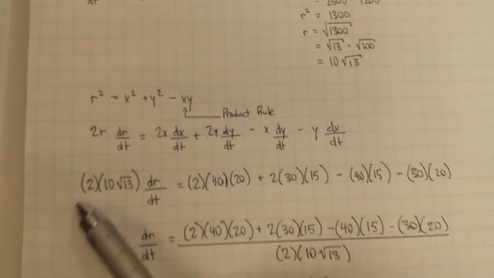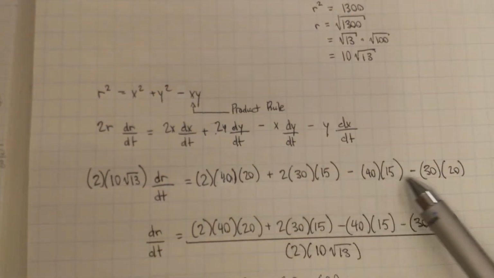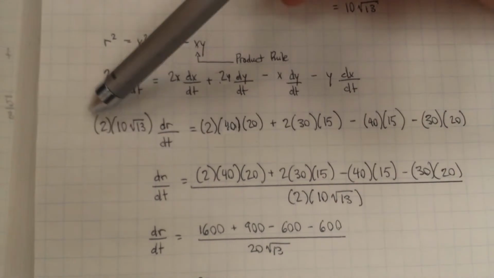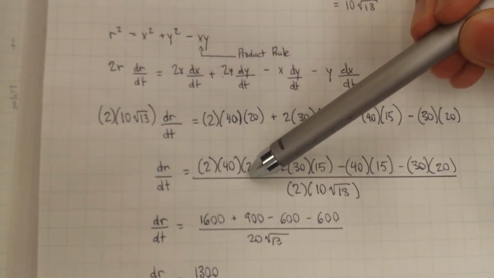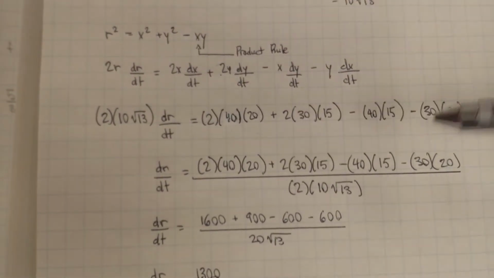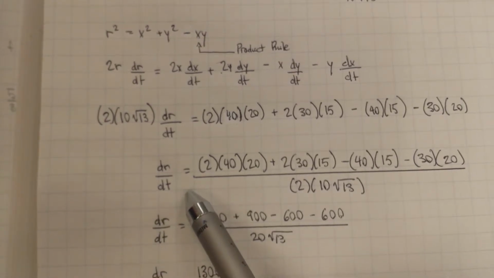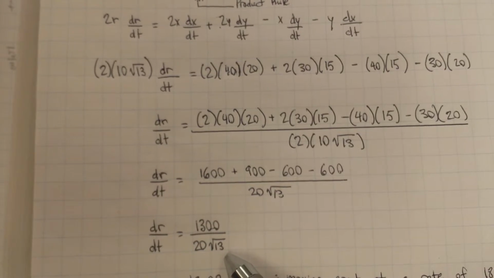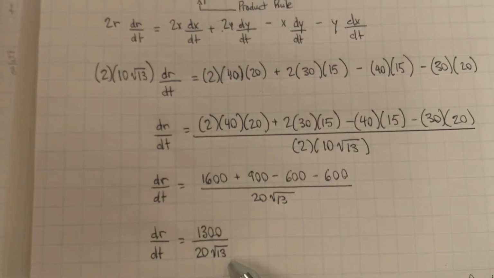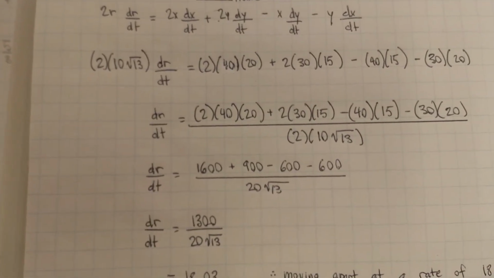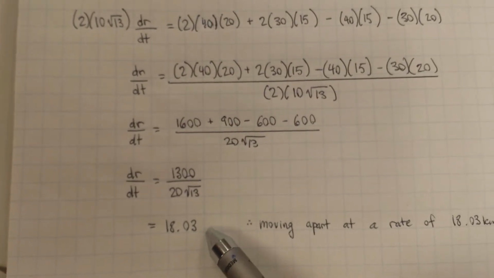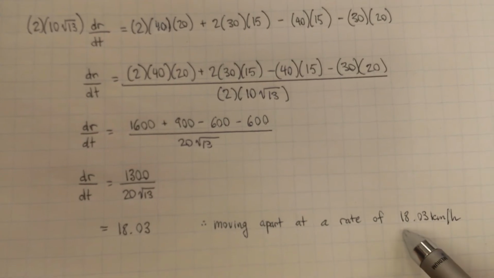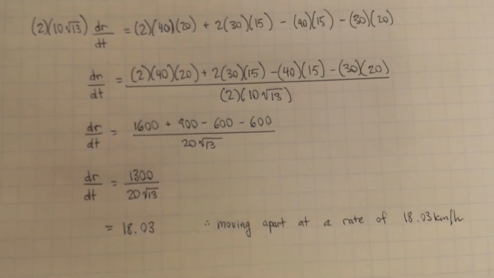So we just fill in all the variables and we simplify, moving this underneath this side to isolate dr over dt. Simplify everything to get 1,300 over 20 root 13, to get a final answer of 18.03. So therefore, they are moving apart at a rate of 18.03 kilometers an hour after 2 hours.